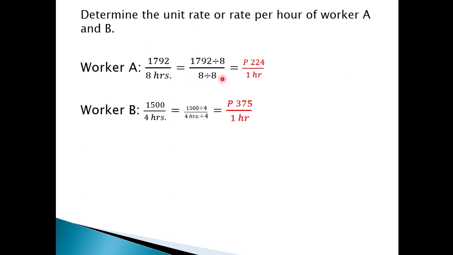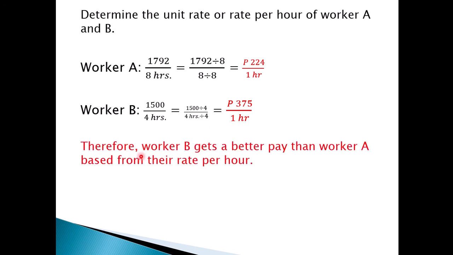Since it's 8 hours here, we need to divide it by 8 for both numerator and denominator for us to know how much will be the pay per 1 hour. Same goes with worker B: 4 hours for the denominator, therefore we divide the numerator by 4 and the denominator by 4, and we get 375 pesos per hour. As we conclude, worker B gets a better pay than worker A based on their rate per hour, and that's how we solve for rate.